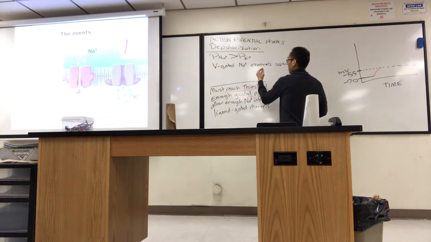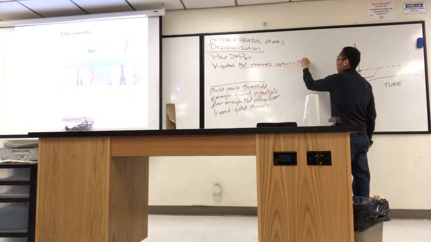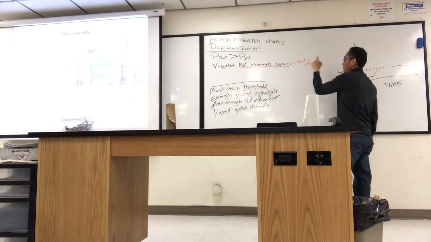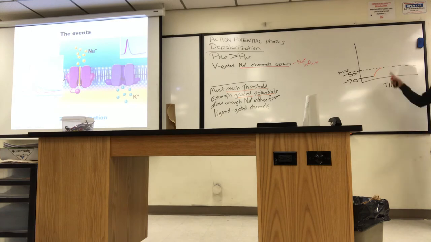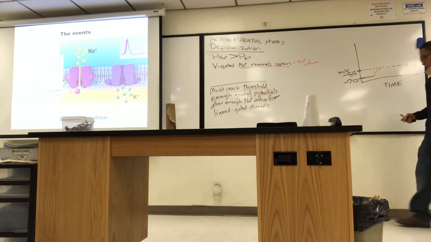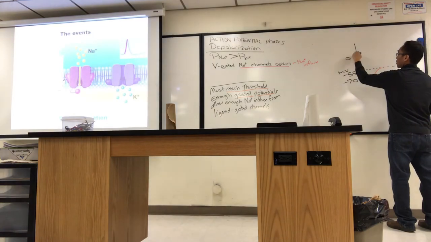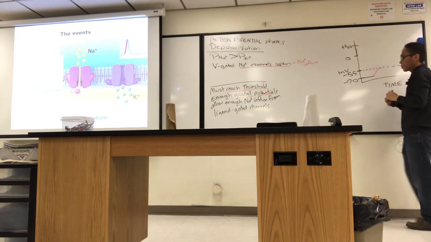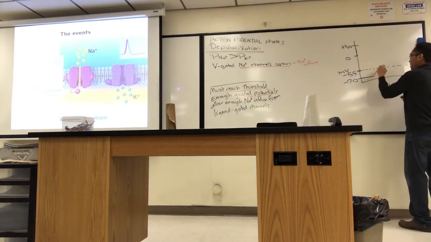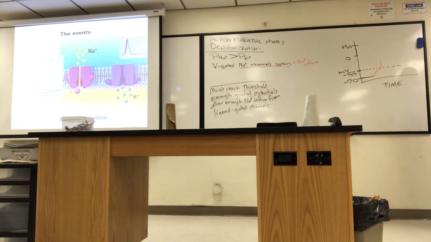So when these voltage gated channels open, they allow sodium influx. So you have a positive ion coming into the cell, and it's going to make the inside of the cell less negative, more positive. Let's put some other things here. Here's zero. How about we go up to plus 3 millivolts? So what'll happen is, you get some sodium influx, the inside of the cell becomes less negative, more positive. So I'll start to draw the line going up.